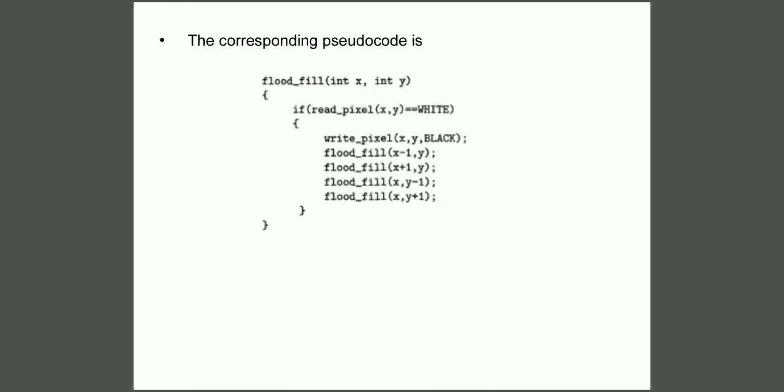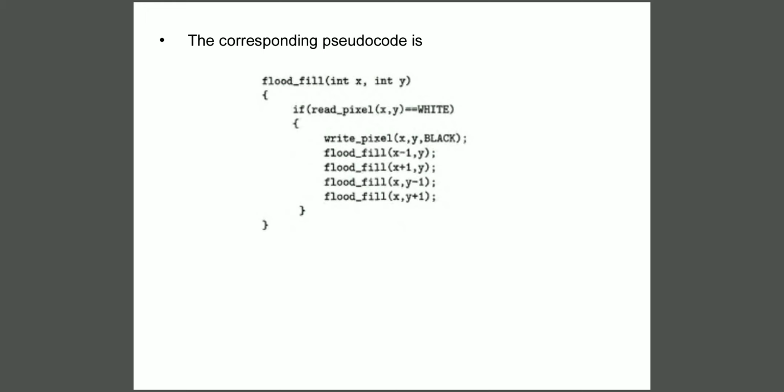Now the pseudocode for this process: we are writing a function called flood fill, which takes two values, an x coordinate value and a y coordinate value. This x comma y represents the seed point, that is, whatever random point you identify inside the polygon. That seed point we give as an argument to the flood fill function. Then, read pixel is a built-in function which takes x comma y, the x and y coordinates of the seed point, and returns the color of that pixel as a return value.